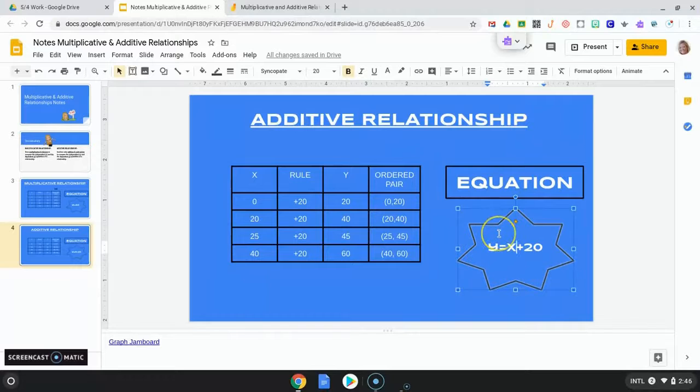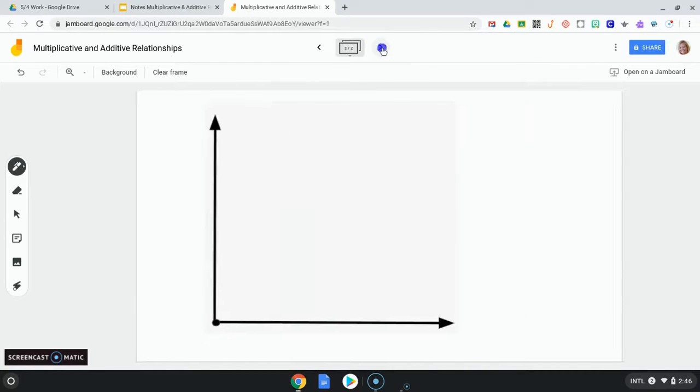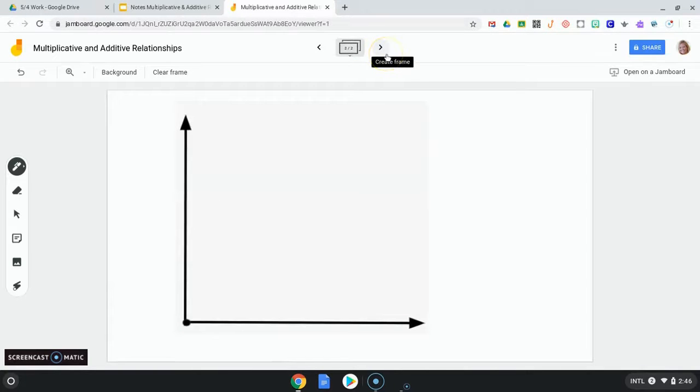Okay, so now we're going to come over and look at the graph whenever we are doing an additive relationship. This one was the multiplicative. So let's multiply. And then this one is going to be our additive. So our additive, again, x-axis runs left to right. So here is my x and here is my y.